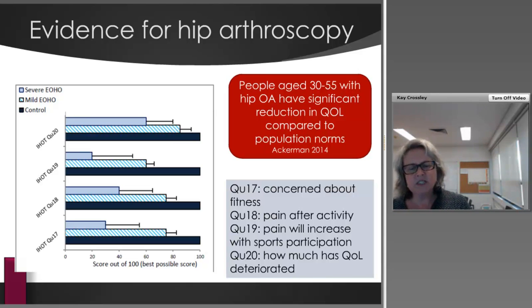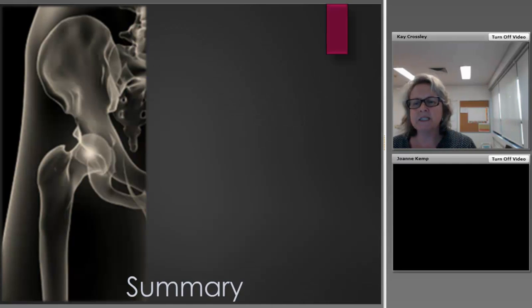And now it's sort of reversed where the pain scores are on the x-axis and you can see the controls in the black have 100%. Now we have the severe and the mild chondropathies, and we can see for each of these questions they are significantly impaired compared to the control group, particularly in questions around fitness and activity and their quality of life. So we see that these young people with early evidence of hip osteoarthritis have significant impairments in their quality of life.